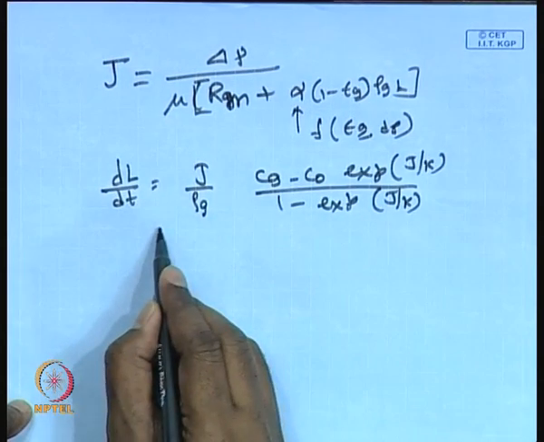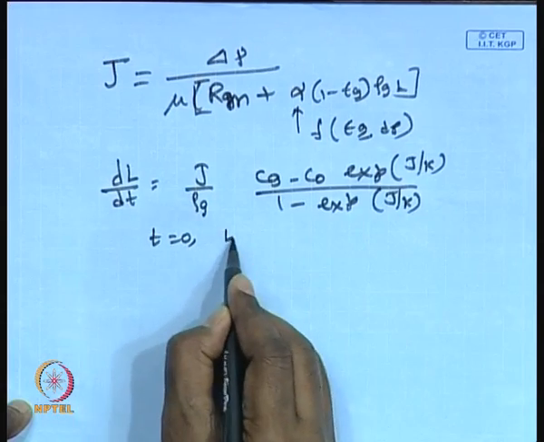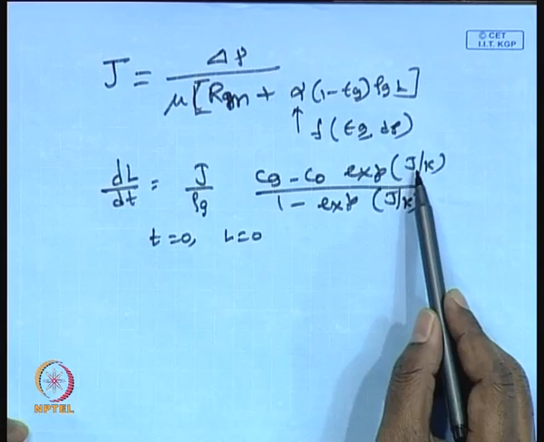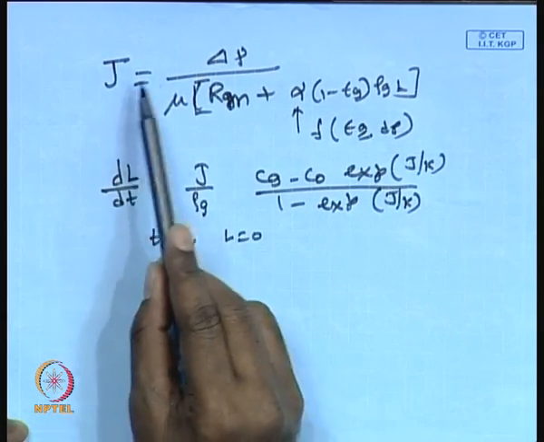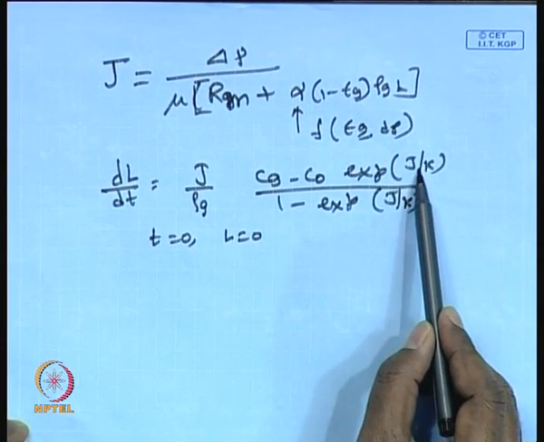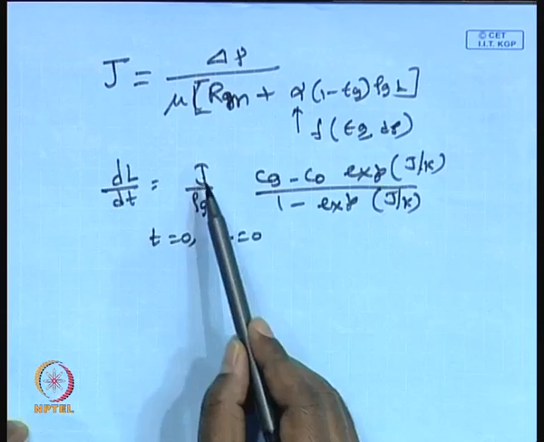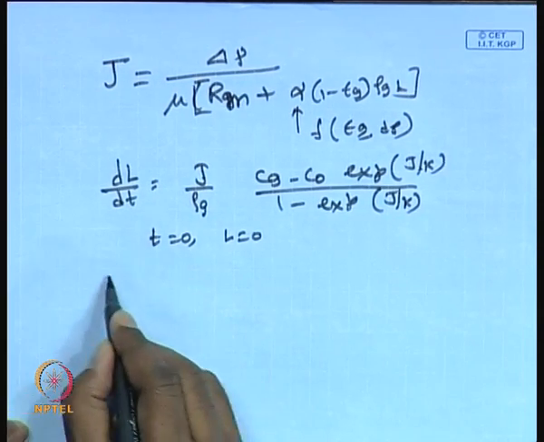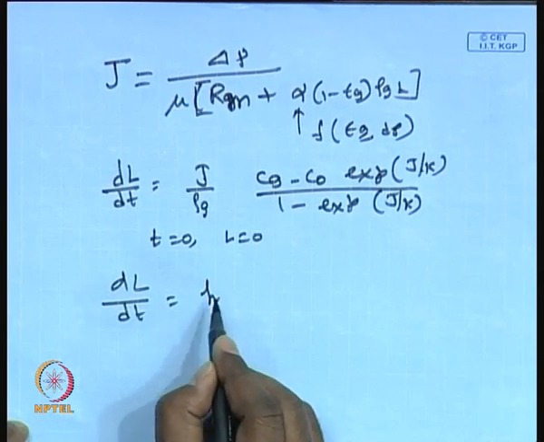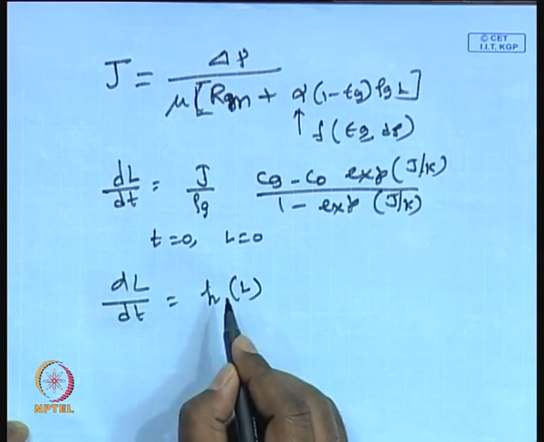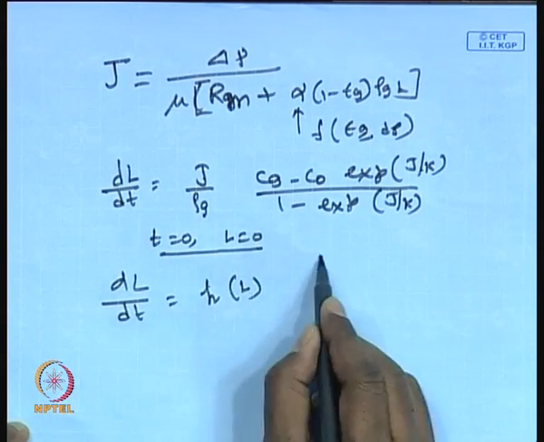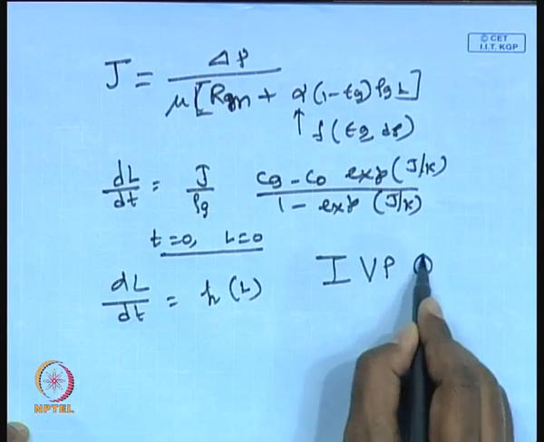With the initial condition at t equal to 0, L is equal to 0. Now you have the expression of j, and in this expression j is a function of L. So you can substitute j as a function of L, and the right hand side of this equation is some function of L. So this is an ordinary differential equation with an initial value problem, an IVP ODE.